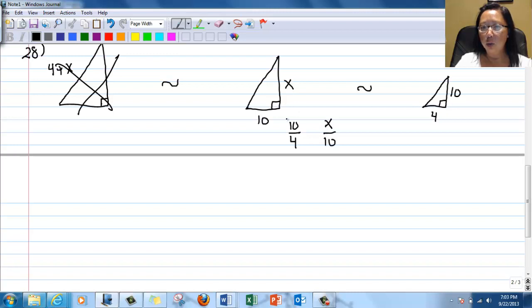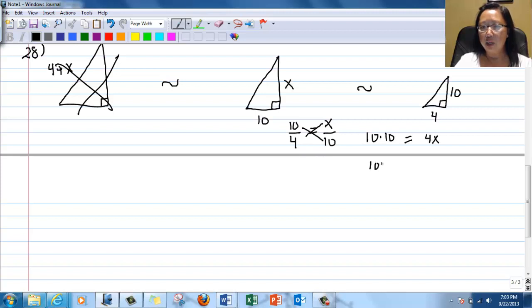Okay? See, I'm just matching sides. Bottom goes with bottom. The straight up side goes with the straight up side. Now I set an equal sign. Okay, now I can crisscross multiply. Crisscross this way, I get 10 times 10. Crisscross this way, I get 4 times X with an equal sign between.